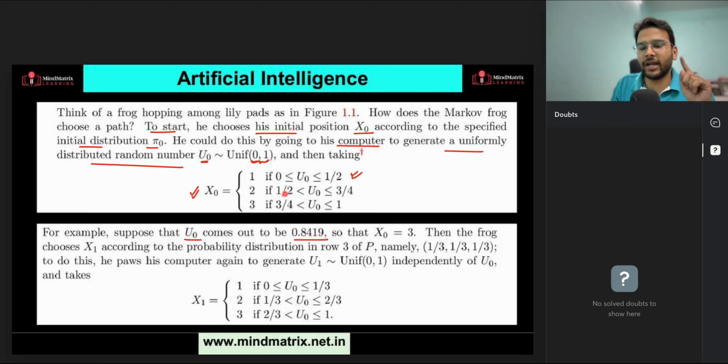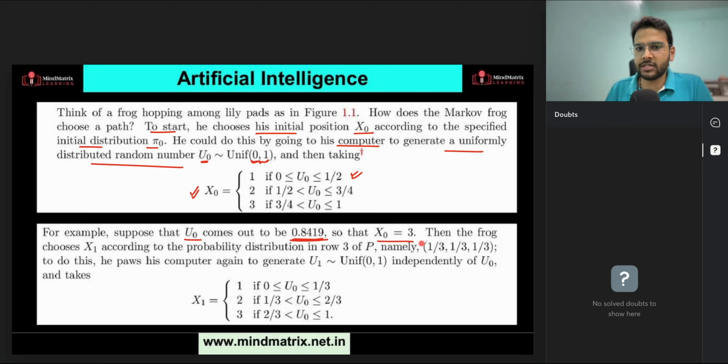Yes. For state 2, the starting probability is 1 by 4, so I can say from 1 by 2 to 3 by 4 you can allocate to this one. And for the third one, from 3 by 4 to 1, because 1 minus 3 by 4 is also 1 by 4, and 3 by 4 minus 1 by 2 is also 1 by 4. I hope you understand that we have just divided the uniform distribution among these three states based on their probability. Clear? So let's say the random number generated by his computer is this one. Then we can start from state 3, right? Because this number lies between 3 by 4 and 1.